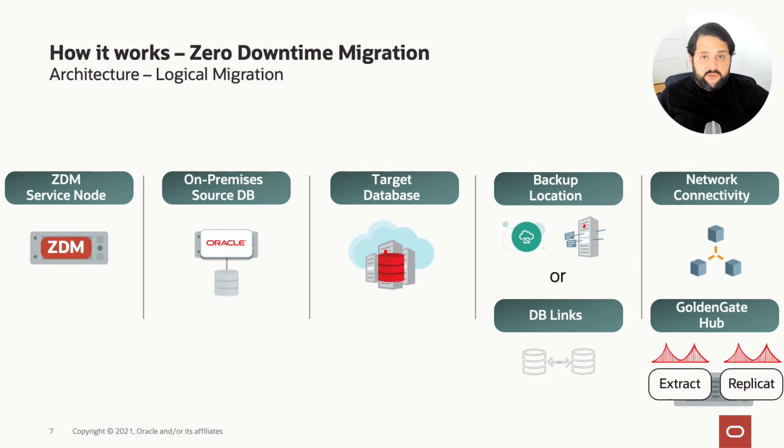For target platforms, we support Database Cloud Services, Exadata Cloud Service, Exadata Cloud Customer, and the Autonomous Database, both in transaction processing and data warehouse. Now, the backup location is exactly the same, but we have the added feature that we support database links. You can actually do a direct database migration with logical migration using database links. We normally only recommend it, of course, for smaller databases, so 100 gigabytes or less.